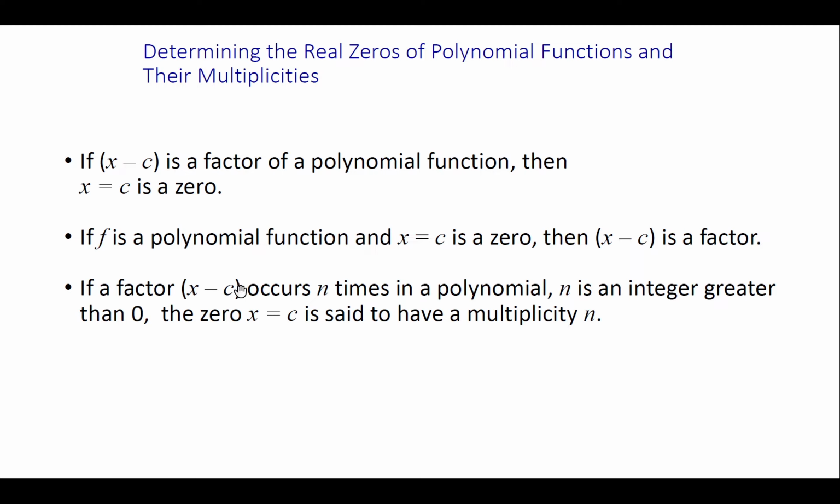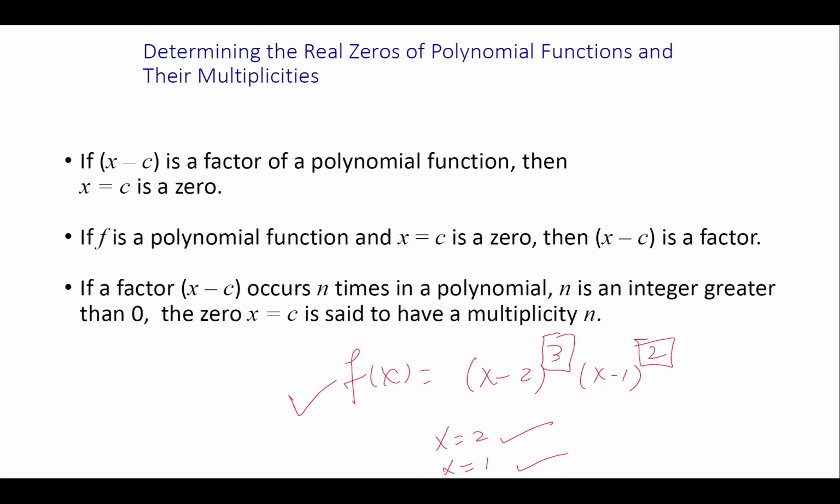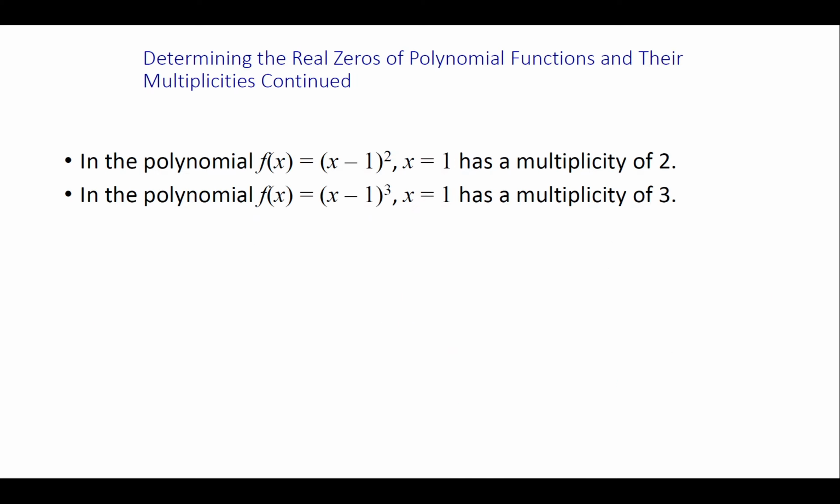If a factor x minus c occurs n times in a polynomial, n is an integer greater than 0, the zero x equal to c is said to have a multiplicity n. So what does it mean? Let's say you have a polynomial function f of x, and these are the factors: x minus 2 to the power 3, x minus 1 to the power 2. Then x equal to 2 and x equal to 1 are two zeros of this polynomial function, and this 3 is called multiplicity of 2, and this 2 is called multiplicity of 1. Based on that information, multiplicity, it would be easier for us to plot the graph.